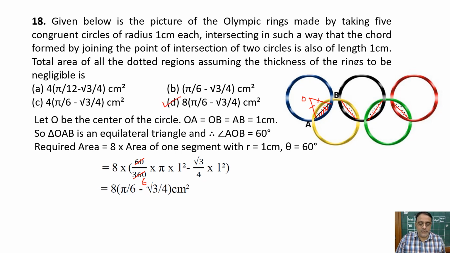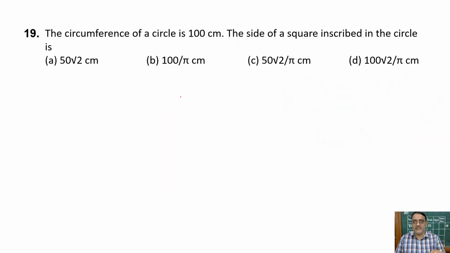Okay. So now we are moving toward the last question of the sample papers questions. Actually, I took all the questions of sample paper test, CBSE sample paper in this part 1. The circumference of a circle is 100 centimeter. The side of a square inscribed in the circle is dash. Side of a square inscribed in a circle. Circle के अंदर square बना हुआ है.